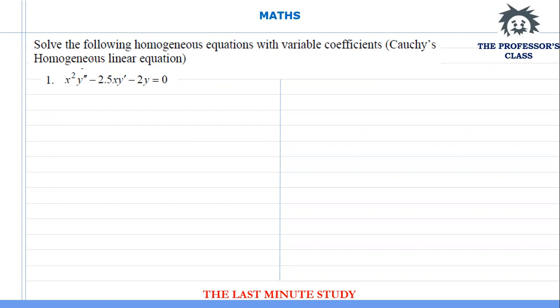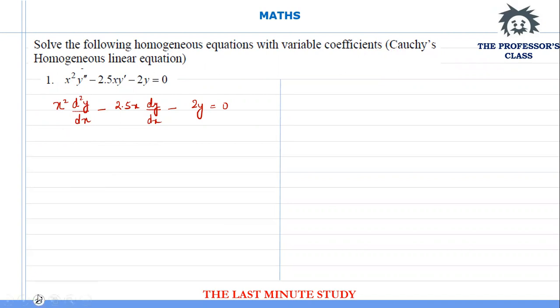In Cauchy's homogeneous linear equation, the power of x joining the derivative part and the order of the derivative are the same. What I mean to say is, if there is x square written over here, then it will be the second derivative of y. If there is x written over here, then it will be the first derivative of y. And if there is no x, there will be the zeroth order of the derivative. This is the type of Cauchy's homogeneous linear equation.